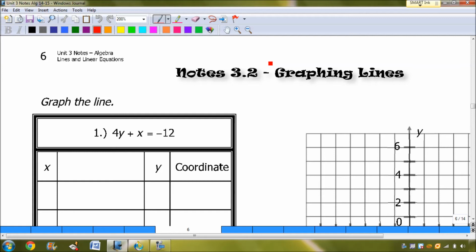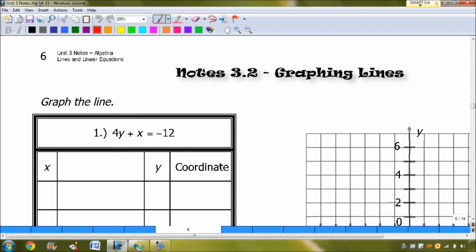All right, ladies and gentlemen, notes 3.2 are on graphing lines. We are going to learn the long way to do it. And then once we figure out how to do it the long way, we are going to find a nice, easy shortcut that's going to help us find the graphs of our lines without having to do all this extra work. But you have to understand where the shortcut is coming from, so we have to figure out how do we even graph lines to begin with.